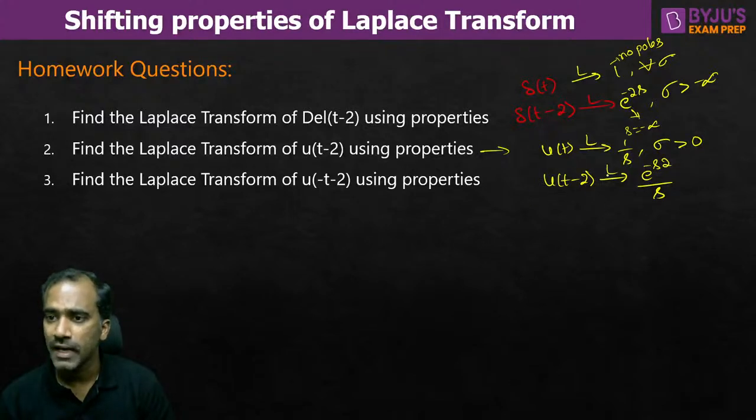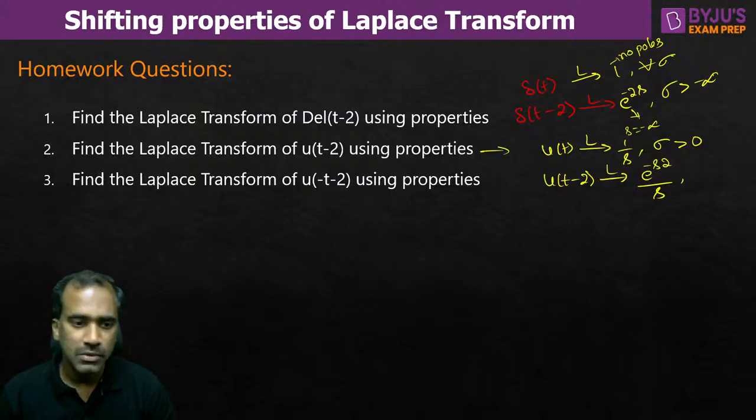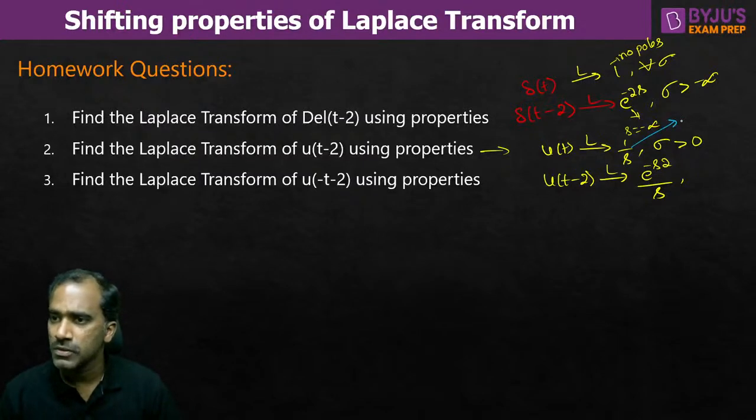This can be done very easily with the help of the time shifting property. What happens to the ROC? To understand whether the ROC changes or not, first analyze the poles. What are the poles here? S equal to 0 is the pole.